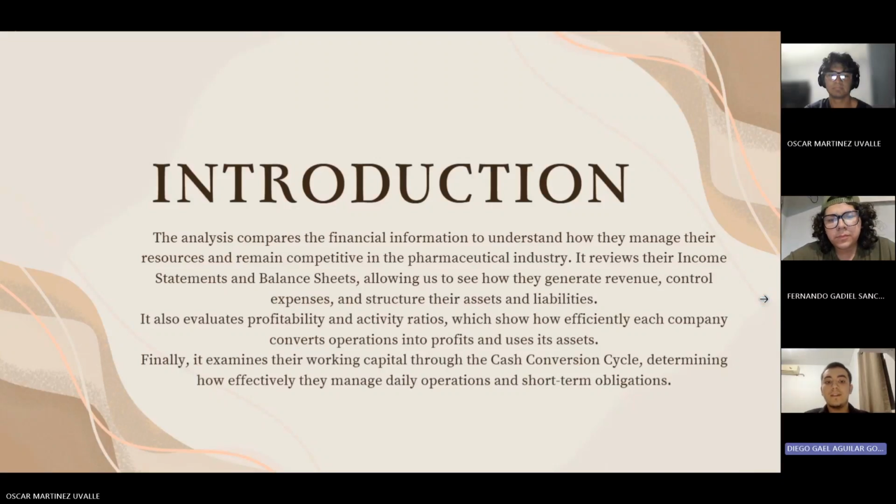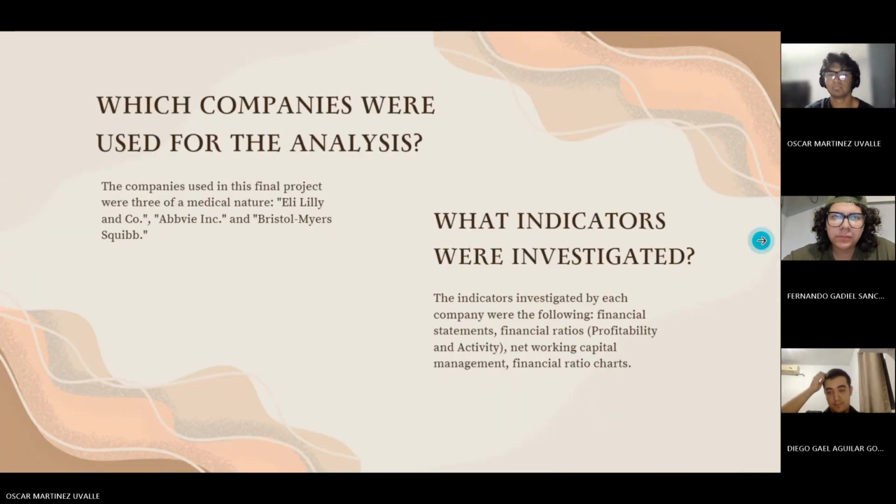Production. This analysis compares the financial information to understand how they manage their resources and remain competitive in the pharmaceutical industry. It reviews their income statements and balance sheets, allowing us to see how they generate revenue, control expenses, and structure their assets and liabilities. It also evaluates profitability and activity ratios, which show how efficiently each company converts operations into profits and uses its assets. Finally, it examines their working capital through the cash conversion cycle, determining how effectively they manage daily operations and short-term obligations. Next.